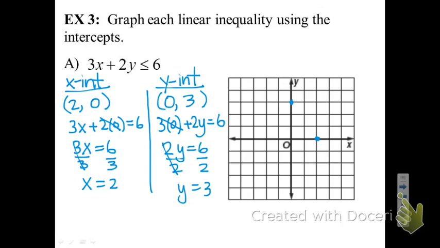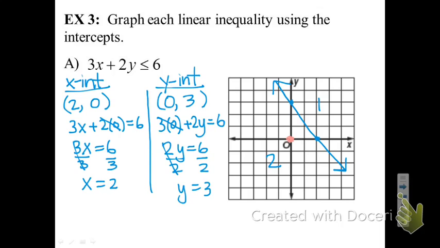Now, before I go to graph the boundary line, we look at the inequality. Because the inequality says less than or equal to, it is a solid line. And then to determine which region, call it region 1 or region 2, we're going to pick a point. And I'm going to pick 0, 0. Because it's not on the line and it's really easy.